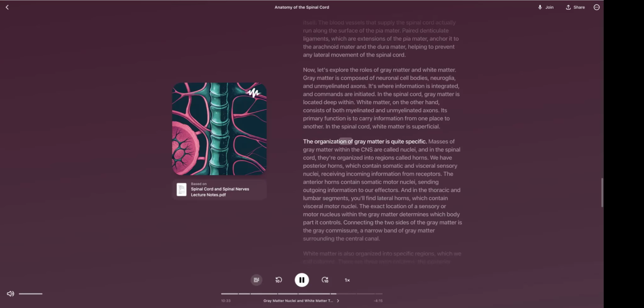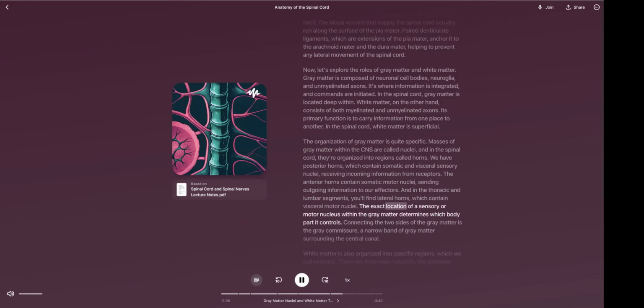The organization of gray matter is quite specific. Masses of gray matter within the CNS are called nuclei, and in the spinal cord, they're organized into regions called horns. We have posterior horns, which contain somatic and visceral sensory nuclei, receiving incoming information from receptors. The anterior horns contain somatic motor nuclei, sending outgoing information to our effectors. And in the thoracic and lumbar segments, you'll find lateral horns, which contain visceral motor nuclei.